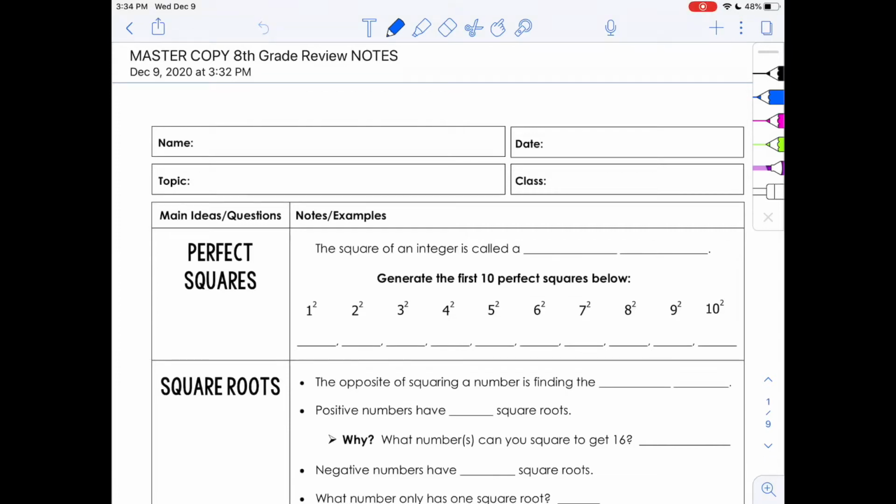In this lesson, we're going to be starting with a series of lessons that review some 8th grade standards that we'll need when we talk about some of the next things in our Math 1. The first thing we're going to talk about are perfect squares and what a perfect square is. The square of an integer is called a perfect square.